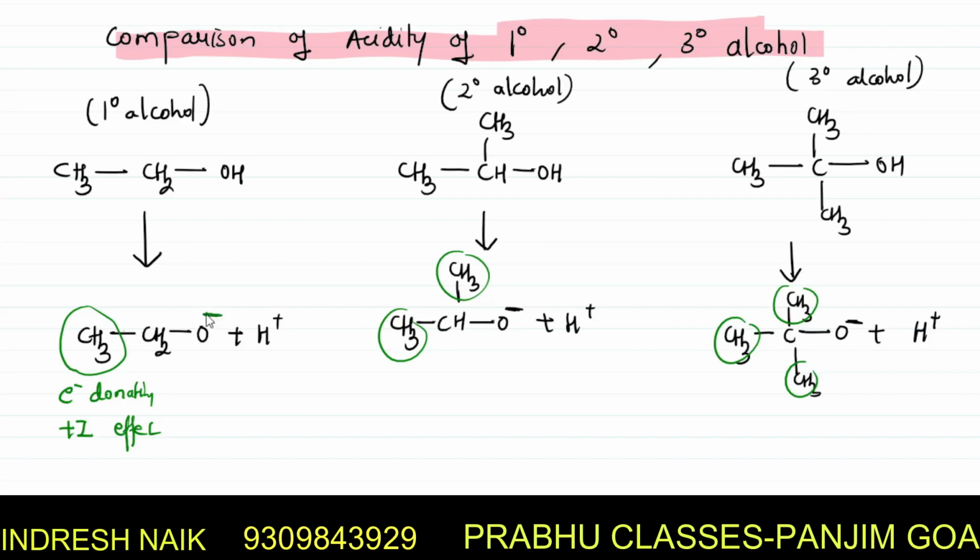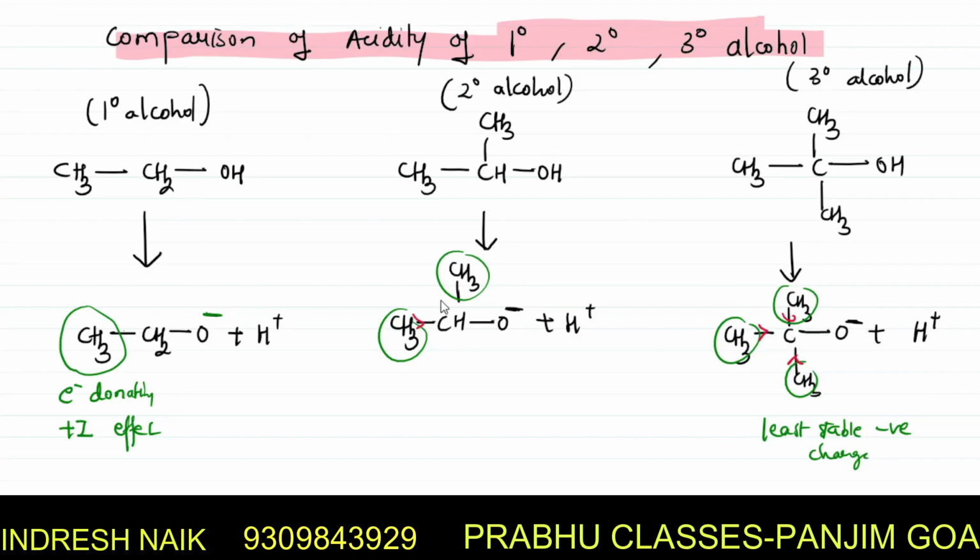There is already a negative charge, and this methyl group is making it more negative. Here there is already a negative charge, and two methyl groups are making it more negative. Here there are three methyl groups making it even more negative. So what we can understand is that already negative and becoming more negative means it is the least stable. The stability of this ion is least, the least stable negative charge. Why least stable? Already negative, and through the plus I effect it is becoming more negative.